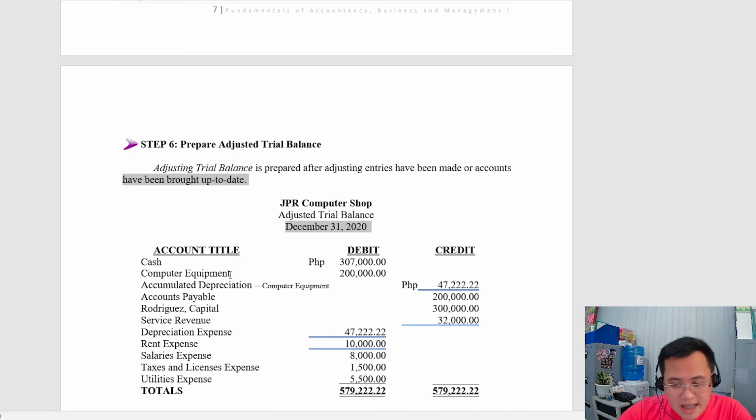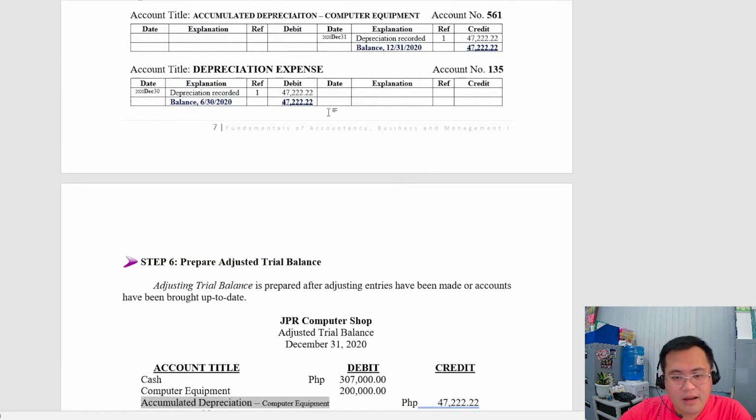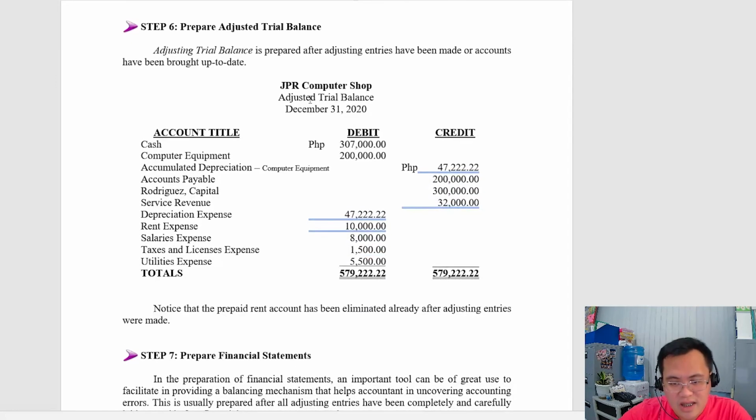So you can see here on the screen computer equipment 20,000, and you already added accumulated depreciation of computer equipment for 47,222.22 under the credit side. Simple. From our ledger, we have here accumulated depreciation of 47,222. That's why we also have to record it in our adjusted trial balance at 47,222.22. Then accounts payable 200,000, Rodriguez Capital same 300,000, service revenue the same at 32,000 pesos.